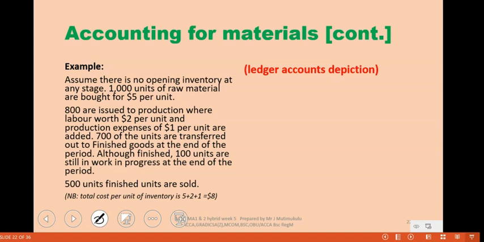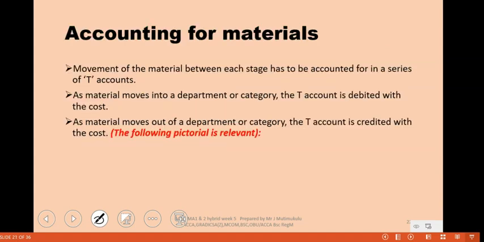Now, let's do this example on the accounting for materials. Remember, when we purchase materials, we have to record them as accountants. Whatever movement happens to those materials should be reflected in our accounting records. Movement of the material between each stage has to be accounted for in a series of T accounts.